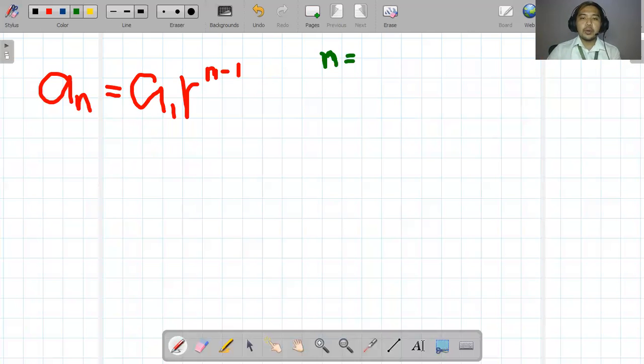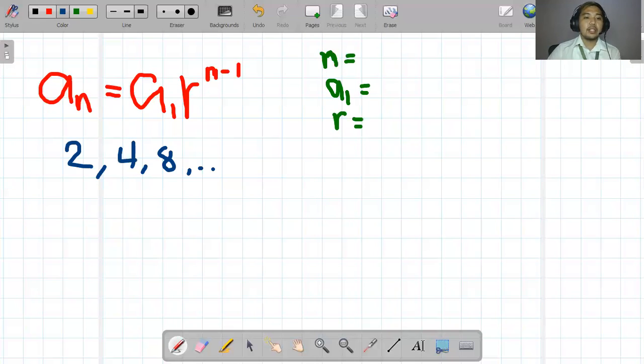Then you also need your a sub 1, of course, obviously, that's our first term. And then we also need our r, which is our common ratio. So, if you're given an example, shall we say 2, 4, 8, and so on, and you are told to find a sub 8 or the eighth term, ang ikawalo, all you need to do is identify the necessary values needed for our given.